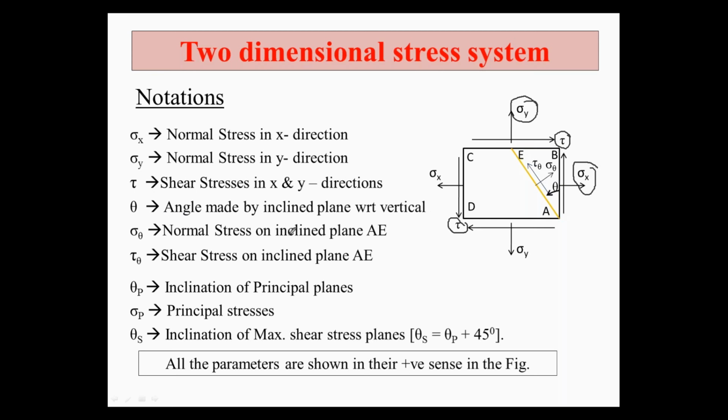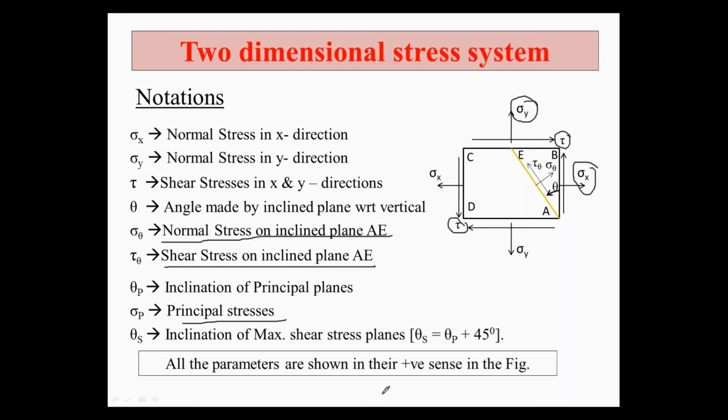Then sigma theta, normal stress on the inclined plane. This is the normal stress that we are supposed to calculate. Then tau theta, that is shear stress on the inclined plane. This is sigma theta and this is tau theta. Then theta p, inclination of principal planes. Then sigma p, principal stresses. Then theta s, inclination of maximum shear stress plane. Theta s is equal to theta p plus 45 degrees.